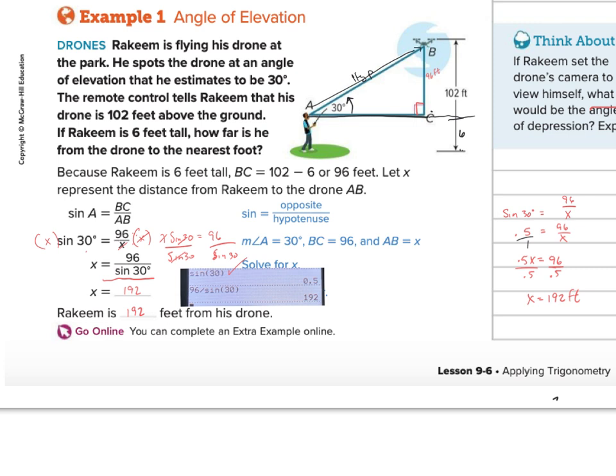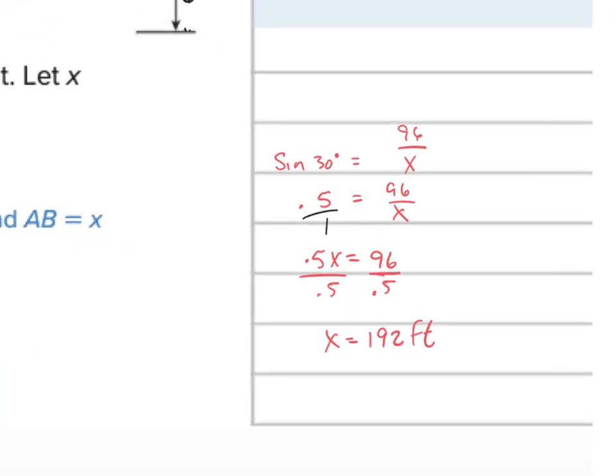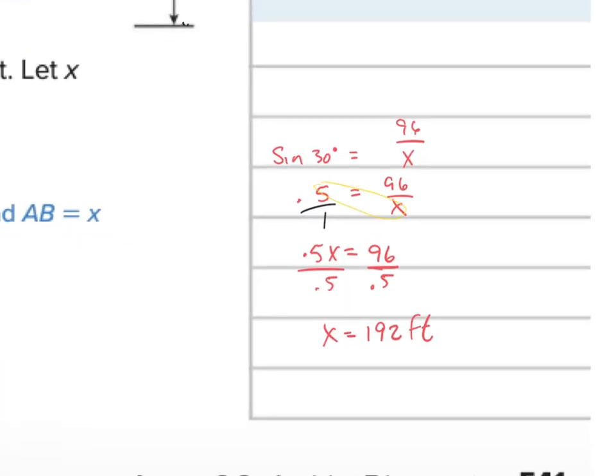And some students are more comfortable with this. I just have some numbers over here, and I can do the cross multiplying. Okay, so 0.5 times x is 0.5x, and that is equal to 96, 1 times 96. And then I just go ahead and divide by 0.5, and x is going to be equal to 96 divided by 0.5, which is 192.